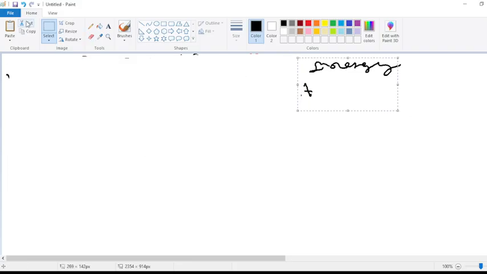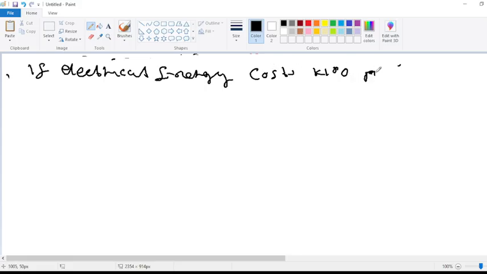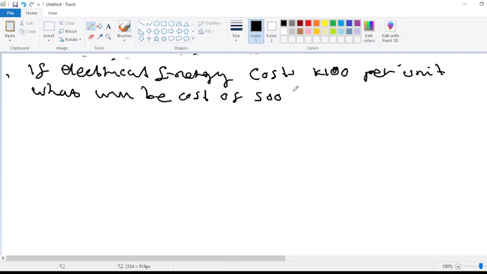Don't forget about the formulas. Okay, so now here is the question. If electrical energy costs, let me say, 100 kwacha per unit, what will be the cost of using 500 units? Okay, what will be the cost of using 500 kilowatt hours?